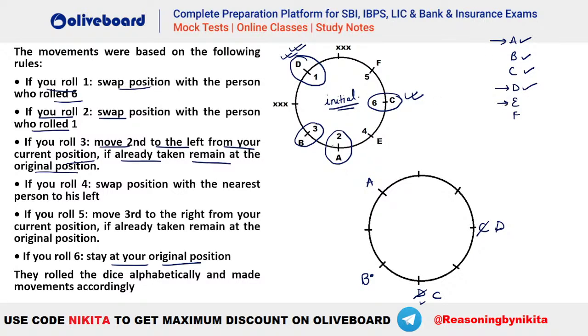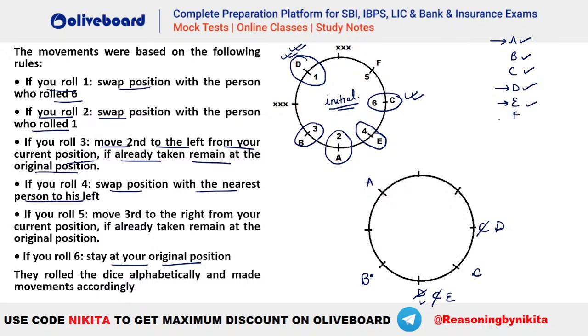Now we come to E. E is 4, isn't it? E is rolling 4 here. With 4, it is swap positions with the nearest person towards his left. Now E is at this position. Who is towards his nearest left? You can see that's C. So E and C will swap their positions. That is, C will now come here and E will now go here. So this person will be E now. I hope this is clear, everybody.